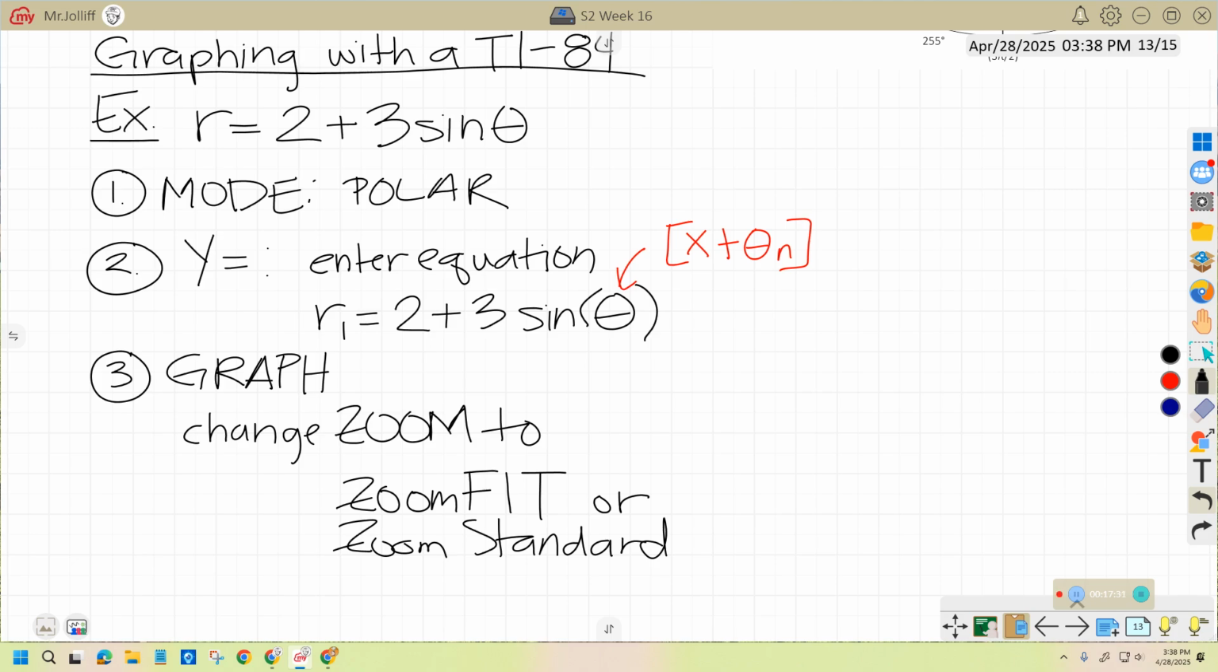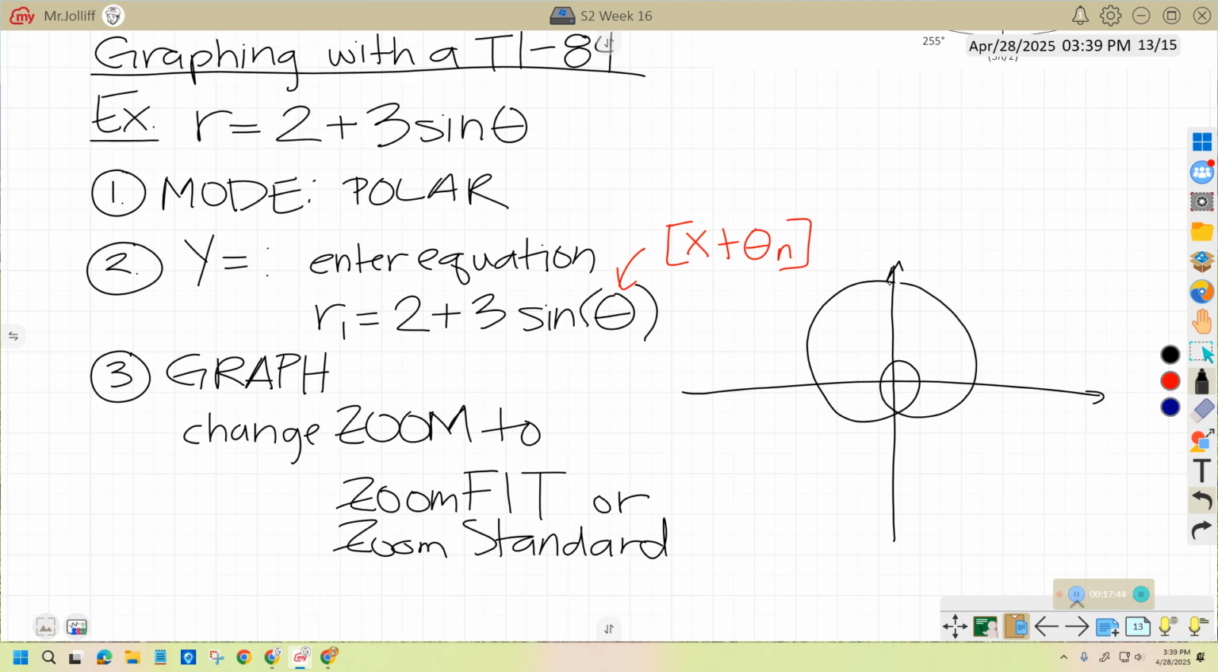And I see some nodding. When I did it, I got a picture that looked like this. That's horribly drawn, but that is the shape of the picture, yeah?